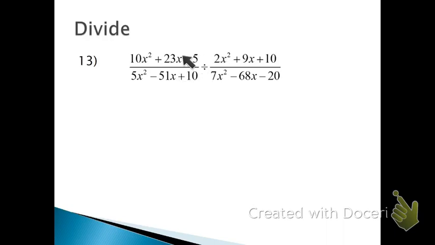So all you're going to do, look up here, is factor. All you're going to do is factor. All you're going to do over here is flip, factor, right? Okay, so I'm going to let you do 5x minus 1 and x minus 10. Okay? So I'm going to take the bottom right and put it in the top right. Everybody with me on that?